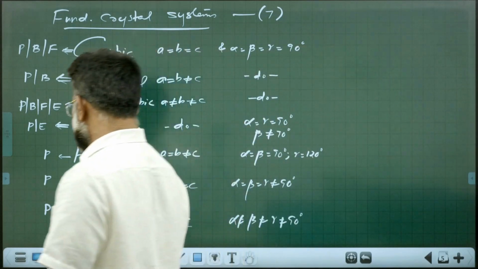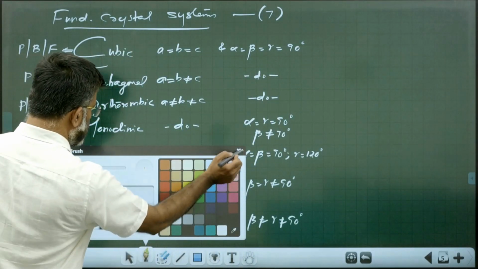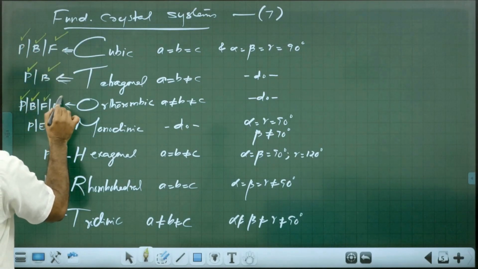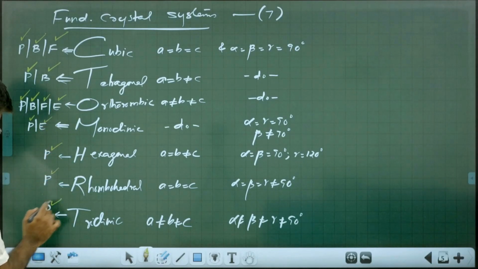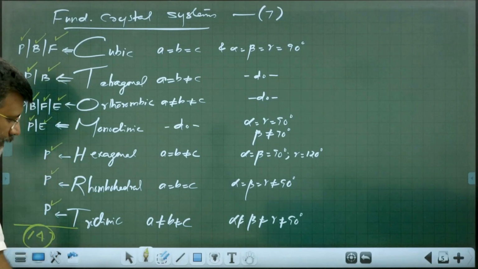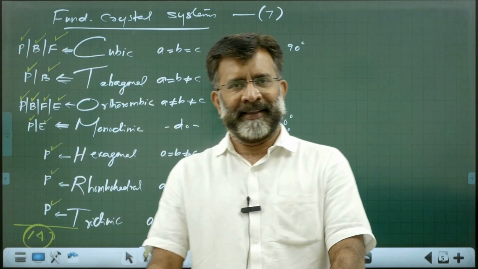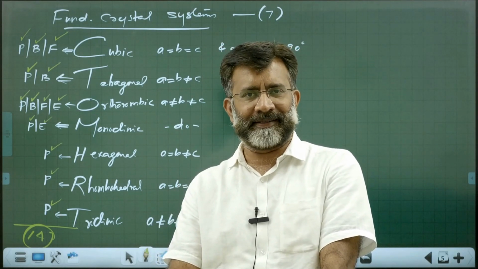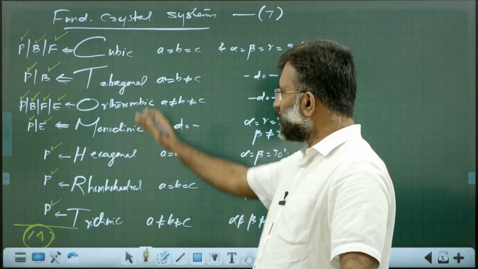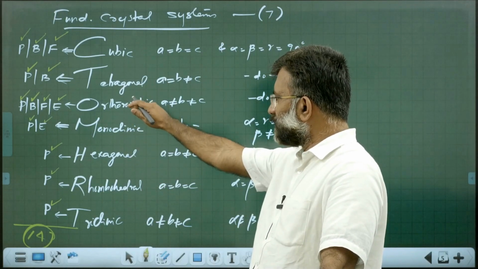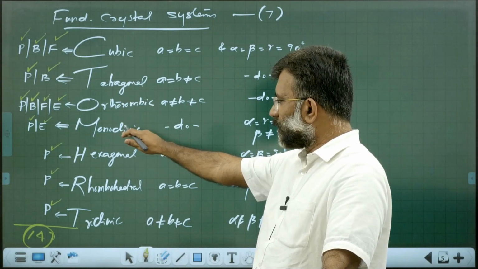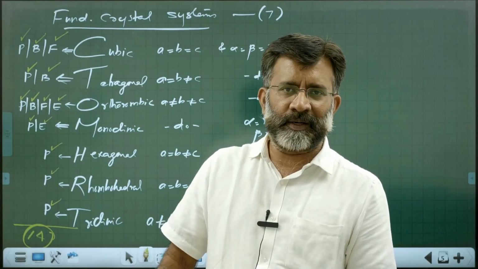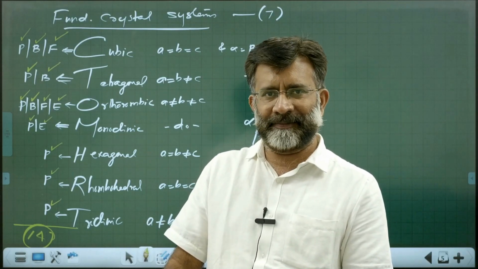And if you take an account, you can see there are 14 crystal systems, maybe you are remembering. 1, 2, 3, 4, 5, 6, 7, 8, 9, 10, 11, 12, 13, 14 crystal systems you have, which you call as Bravais lattices. Bravais lattices, there are 14 crystal systems available. Bravais lattices, 3 from the cubic system, 2 from the tetragonal system, 4 from the orthorhombic system, 2 from the monoclinic system, 1 each from hexagonal, rhombohedral and triclinic. 14 crystal systems called Bravais lattices. Is it clear?